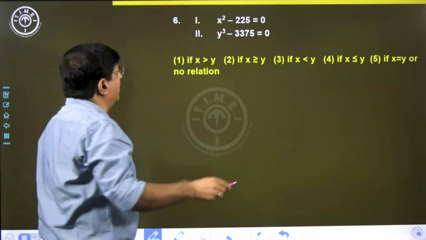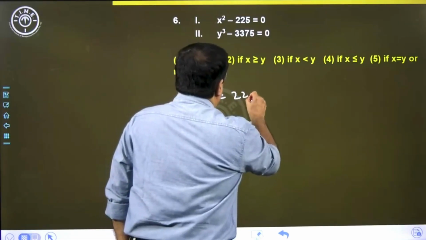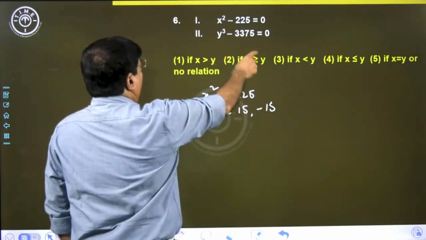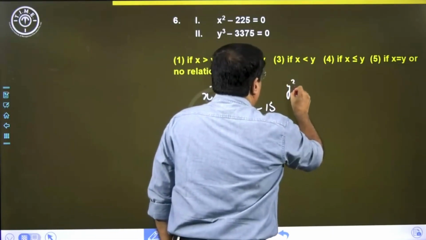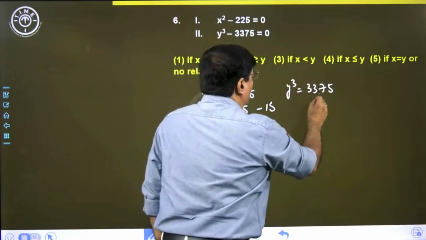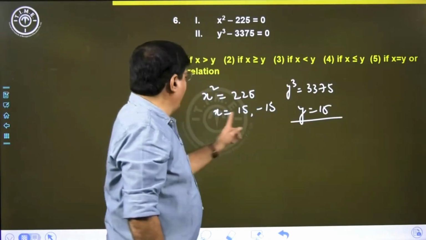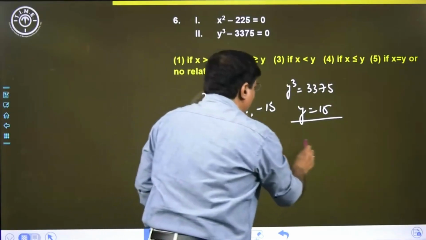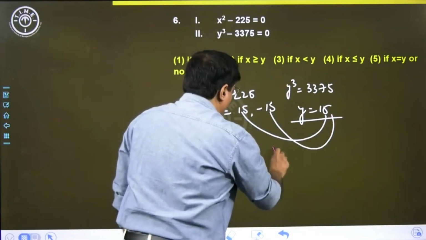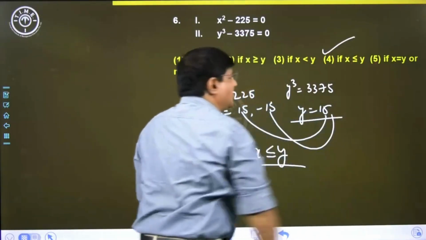Question number 6. x square is equal to 225, so x is plus 15 or minus 15. And y cube is 3375. This is nothing but the cube root of 15, so y is 15. x is plus 15 or minus 15. 15 equal to 15, minus 15 less than 15. So x is less than or equal to y. Answer choice 4.